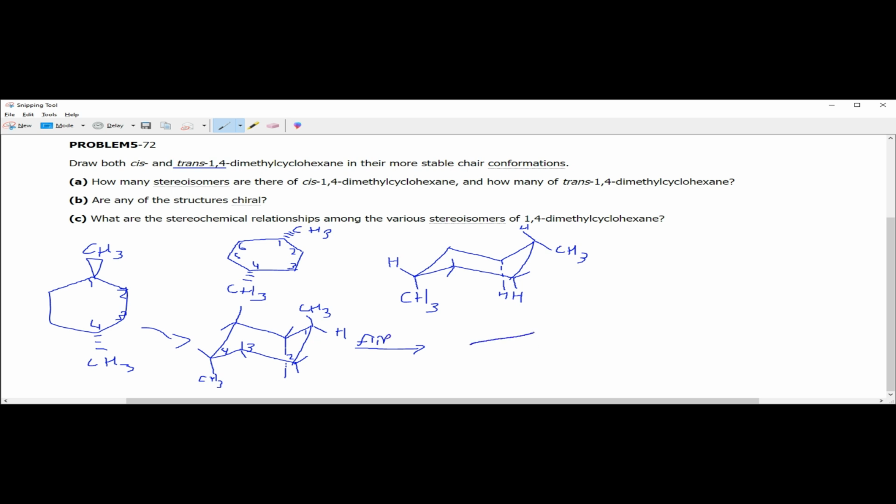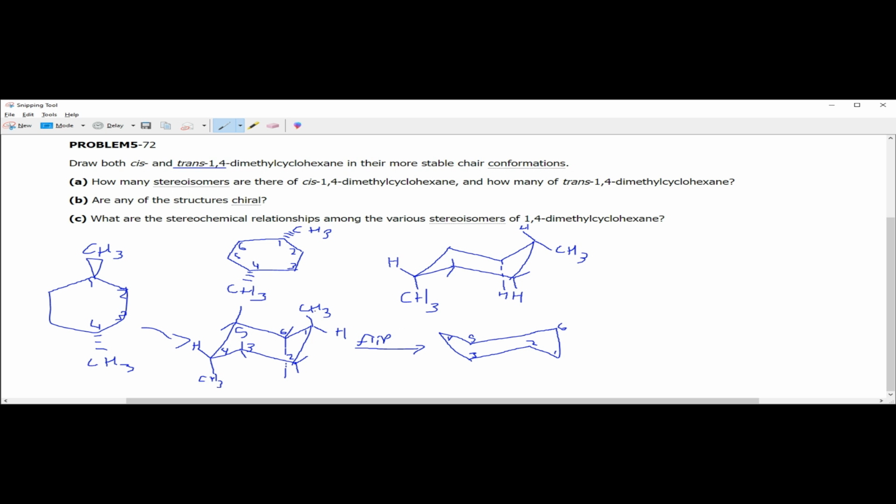And if we are to draw this flipped, I'm going to have to draw something like this. Now this moves clockwise. So now the 1's here, 2's here, 3's here, 4's here, 5's here, 6 is here. Label these. Okay.